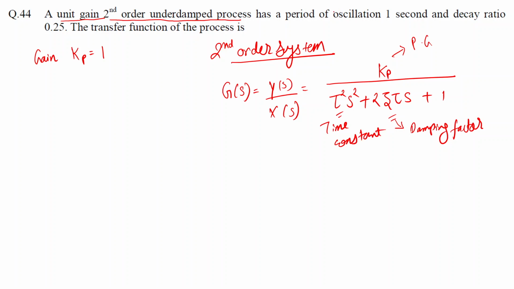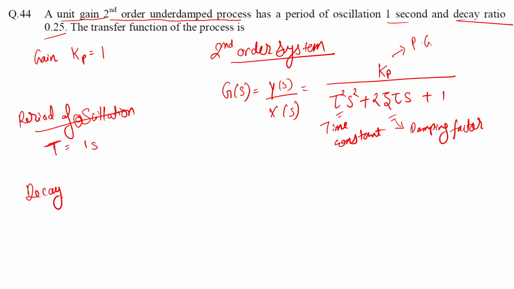Now the other things that we have been provided are the period of oscillation, which is 1 second. So we can denote the period of oscillation as T, and it is 1 second. Similarly, we have been given the decay ratio as 0.25. Let's just call it DR equal to 0.25.